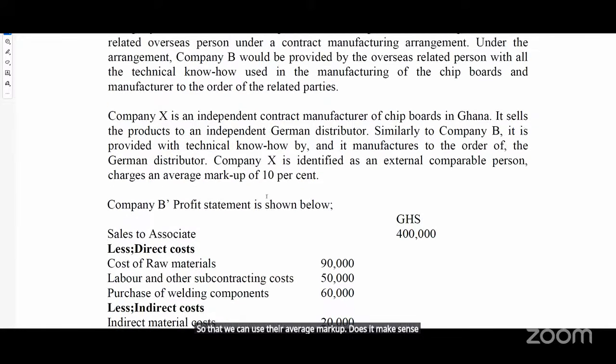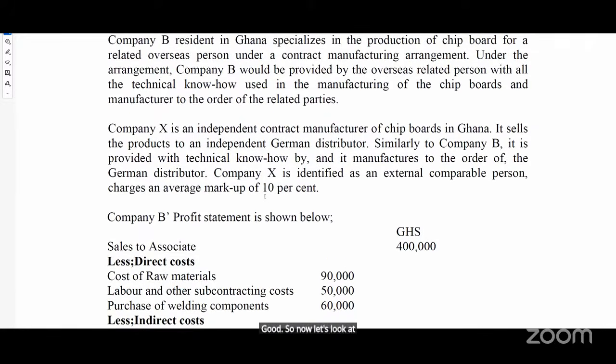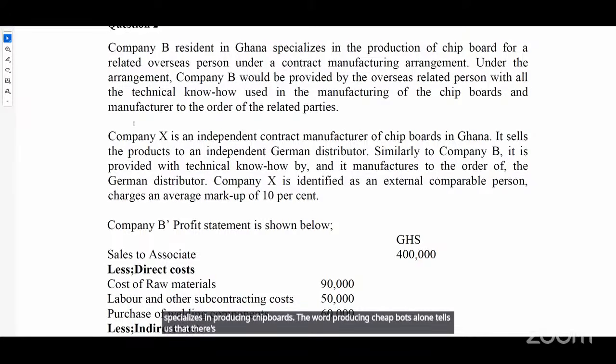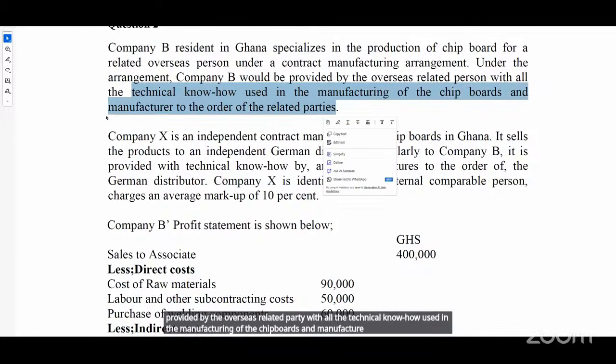Good. So now let's look at it properly. Company B is resident in Ghana. He specializes in producing chipboards. The word producing chipboards alone tells us that there's manufacturing, for a related overseas person. So he's doing it for an associate, under a contract manufacturing arrangement, cost plus. Under the arrangement, Company B will be provided by the overseas related party with all the technical know-how used in the manufacturing of the chipboards and manufactures to the order of the related parties.